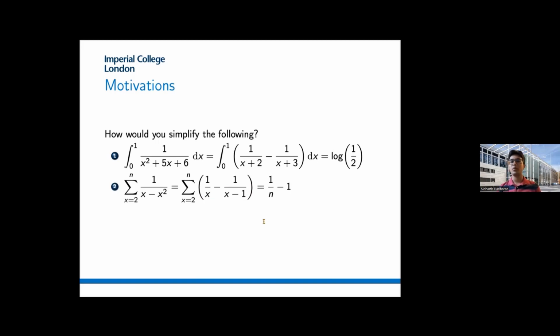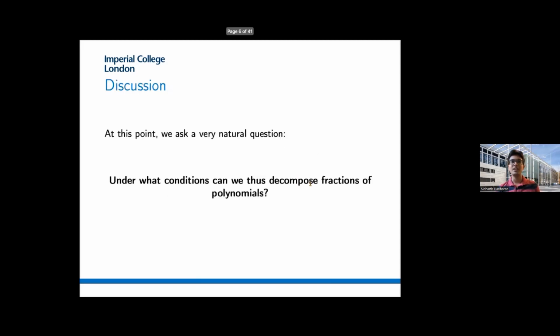So it's a very natural question to ask, right? Which is, how do we know that you can do this sort of a decomposition? Because in high school, we were taught that if we've got an integrand that looks something like this, we just write it out as 1 over this thing times this thing. And then, we can write that as a over x plus 2 plus b over x plus 3 and solve for a and b. But how do we know that such an a and b even exist? It's a very natural question to ask. Under what conditions can we thus decompose fractions of polynomials?